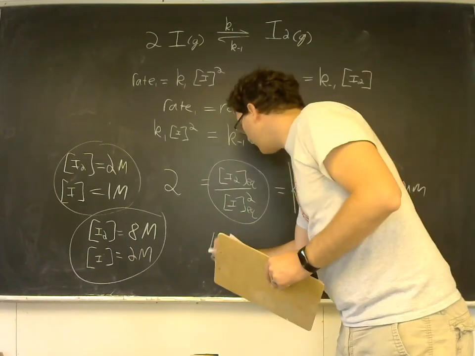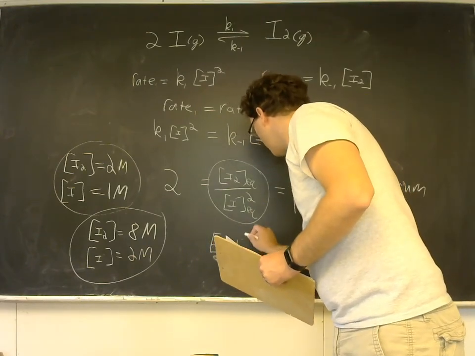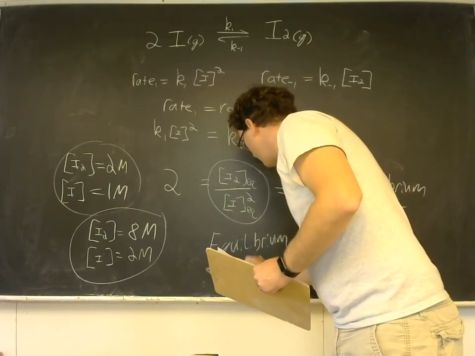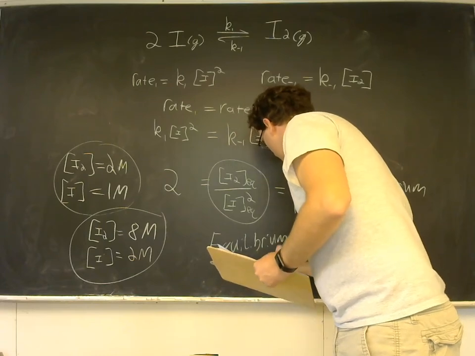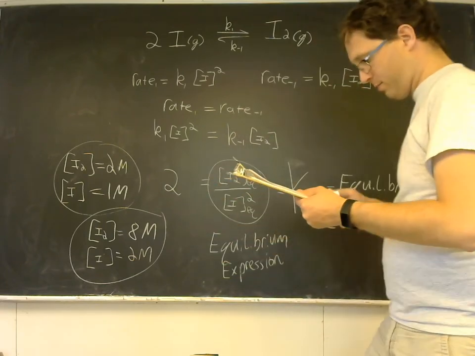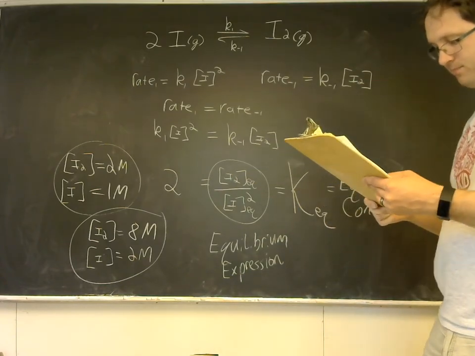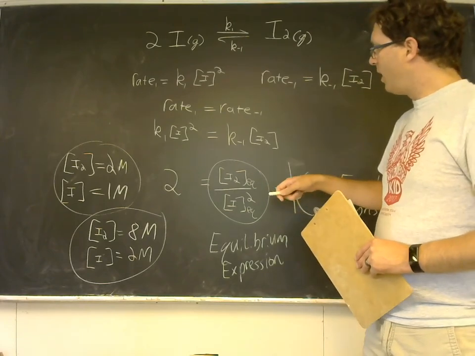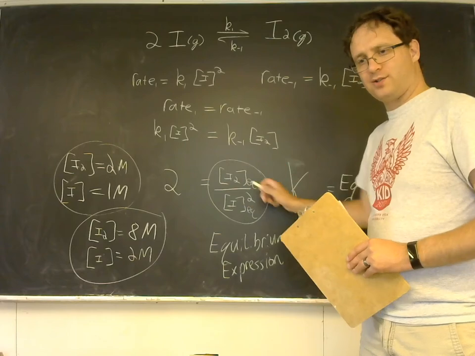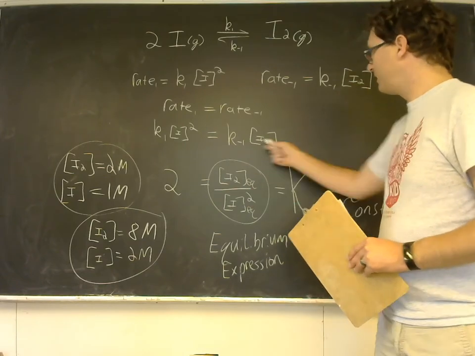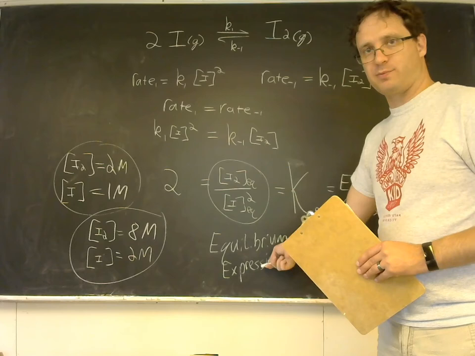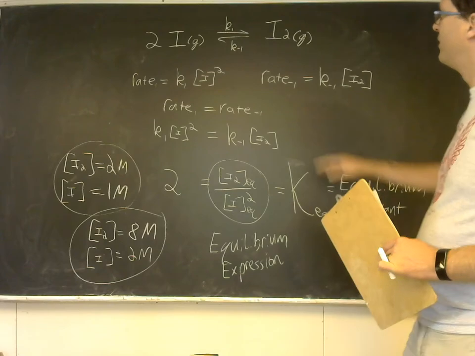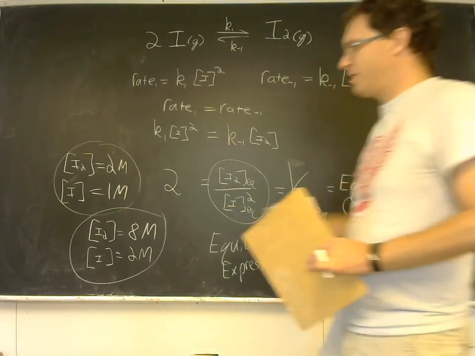And this, by the way, is called the equilibrium expression. The whole equation here, that KEQ is equal to the concentration of I2 over the concentration of I squared. This formula here is called the equilibrium expression. K is called the equilibrium constant. Okay, so we've been talking about this particular example, but let's go ahead and generalize it.